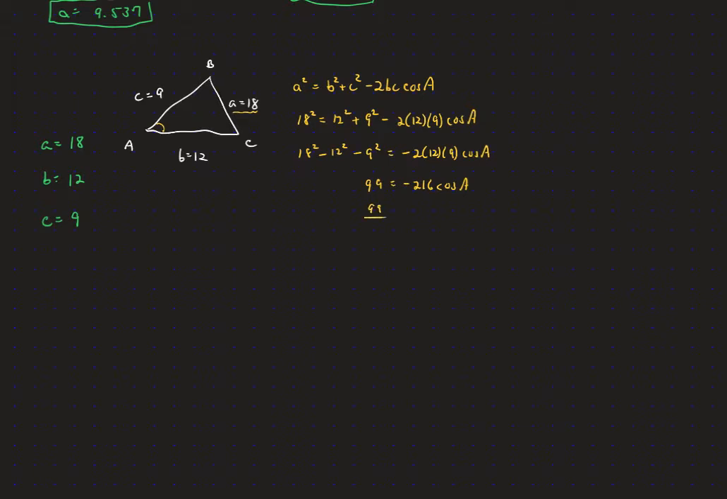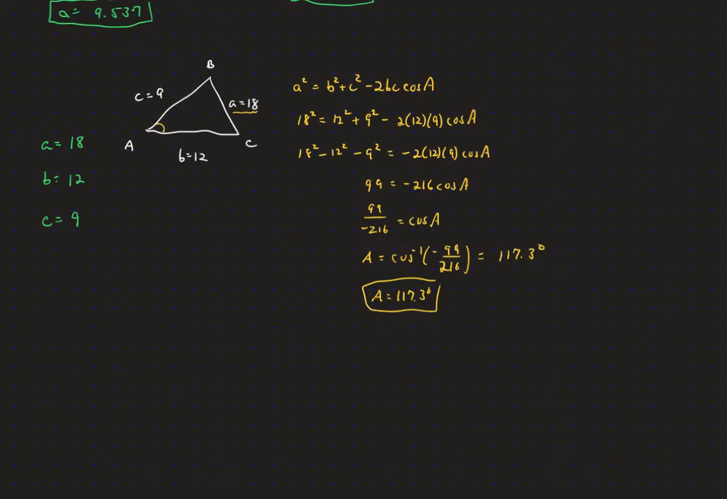Then we're going to divide by the negative 216, and we can see, because that cosine is equal to a negative, that that does put us in quadrant 2, and so that means we are going to, in fact, get an obtuse angle. So we're going to take the inverse cosine of negative 99 divided by 216, and that's going to be 117.3 degrees. So our angle A is 117.3 degrees.